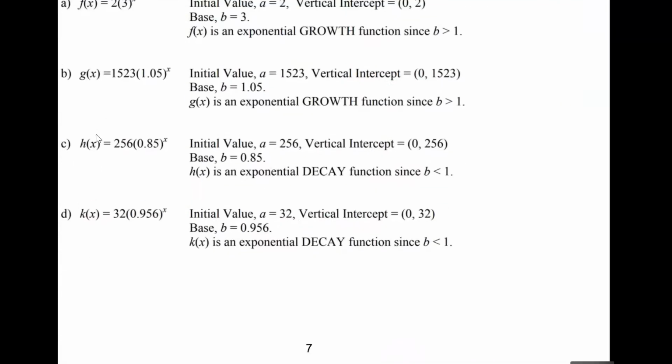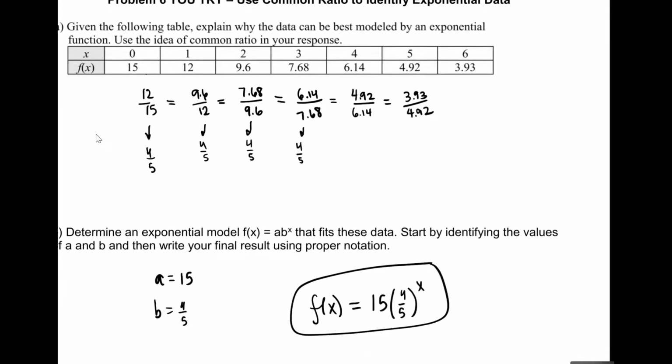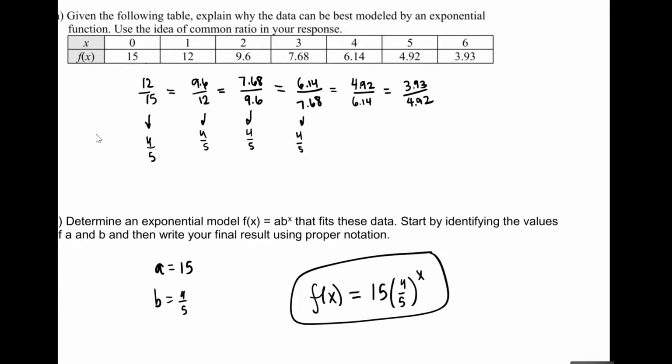All right, cool. So you can always look at those. Here's some common ratios. So hopefully, give yourself a shot to try this out, especially A. Do you have a common ratio? Are you multiplying by the same number every single time? Okay, so 12 over 15, then 9.6 over 12, 7.68 over 9.6, etc.